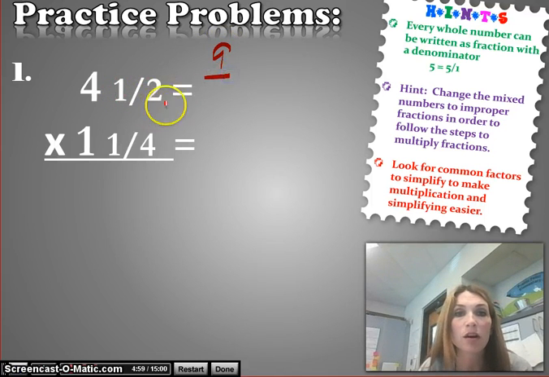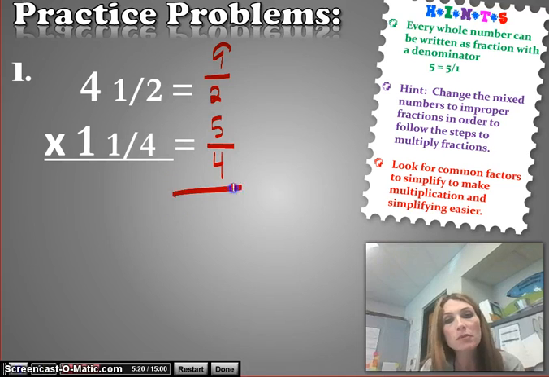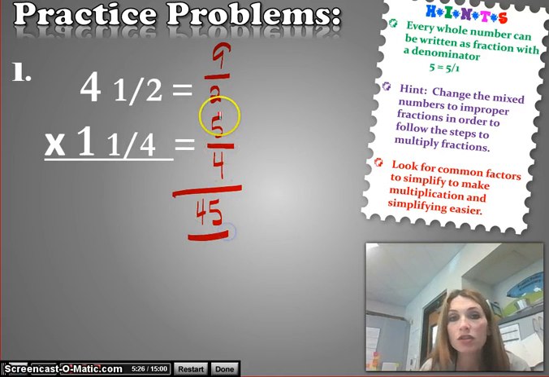And I'm going to put that over 2 because that was my original denominator. 4 times 1 is 4, plus 1 more is 5. And that will go over 4. And I've just made an improper fraction that's equivalent to this mixed number. It has the same value, that's why I have the equal sign right here. Now I'll multiply 9 times 5, 45, and 2 times 4 is 8.